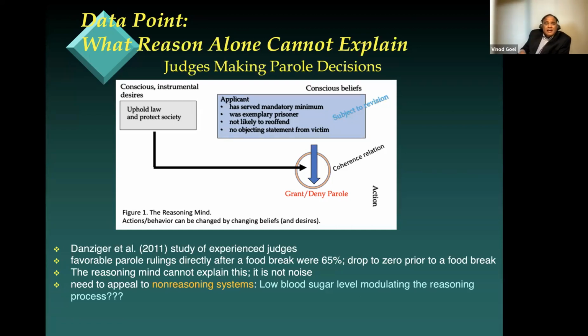Okay, you need to appeal to non-reasoning systems, presumably low blood sugar level, modulating the reasoning process. But how does low blood sugar level modulate this process? It just involves beliefs and desires and coherence relationships. There is no connection to the rest of the biology. There is no way of allowing for this type of interaction. So you just have to consider it as noise.